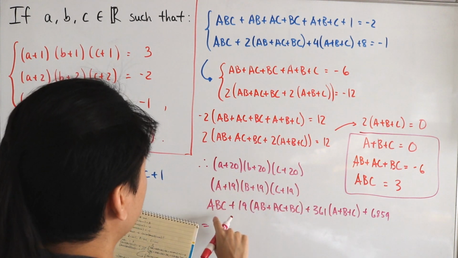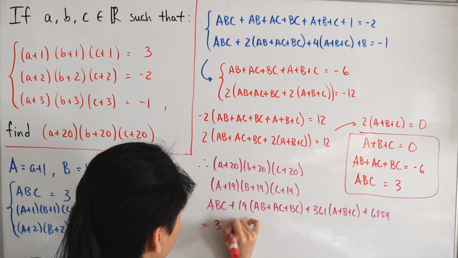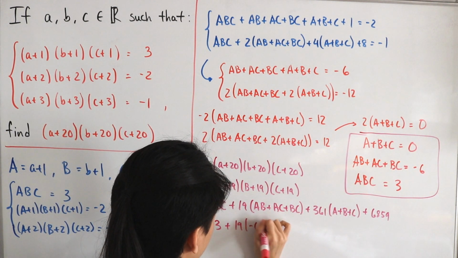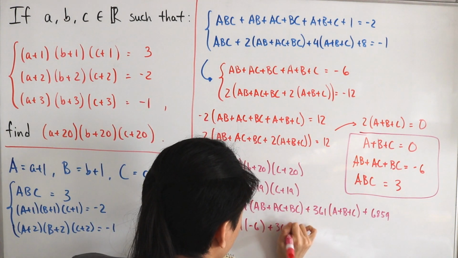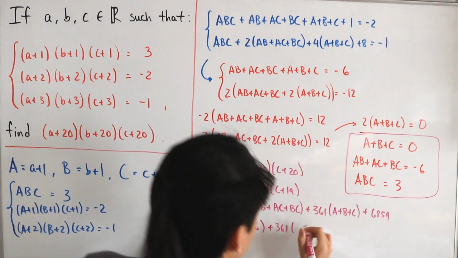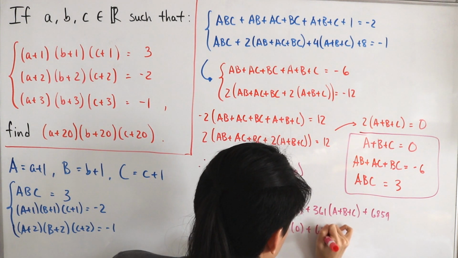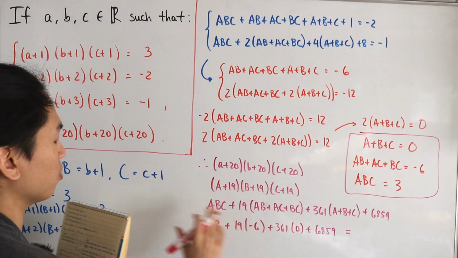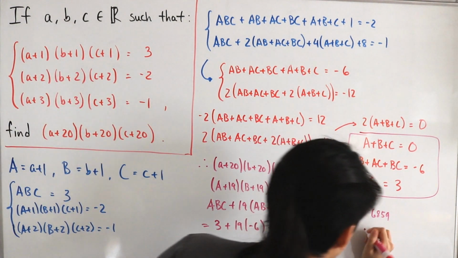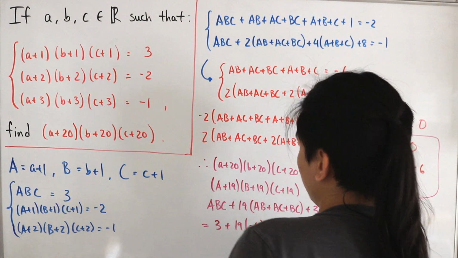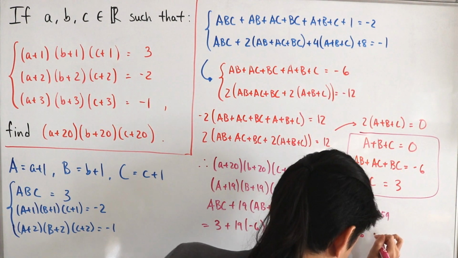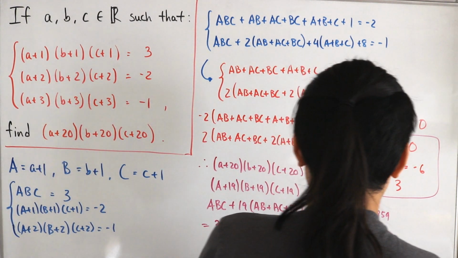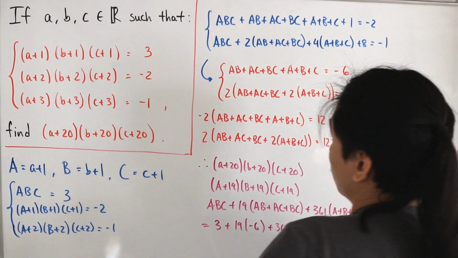So we can now substitute that ABC is equal to 3, plus 19 times (AB + AC + BC), which is negative 6, plus 361 times (A + B + C), which we set equal to 0, and add this with 6,859. If you simplify and calculate all this out, we get that the final answer for (a + 20)(b + 20)(c + 20) is just 6,748. That is the final answer to what we want to achieve given the systems of equations.